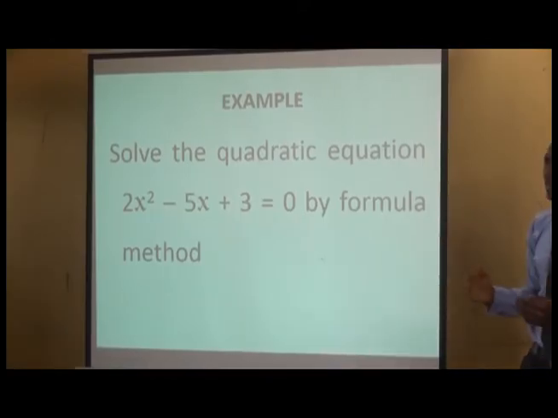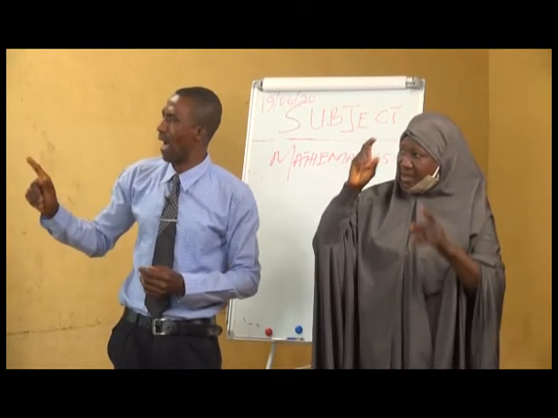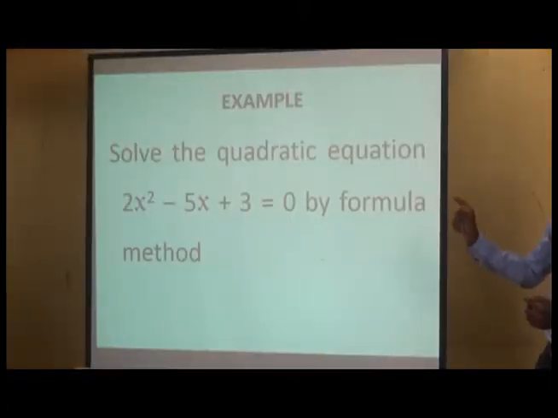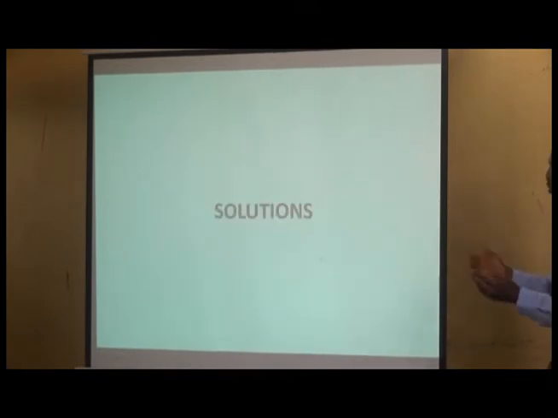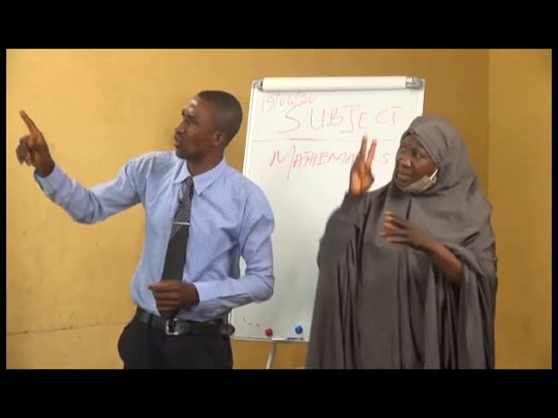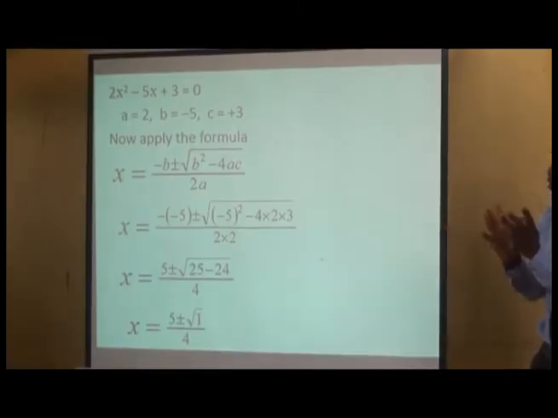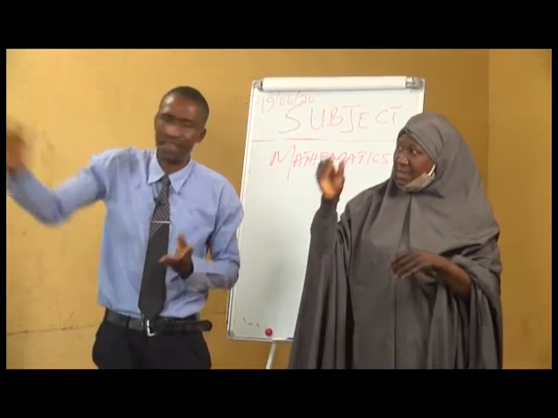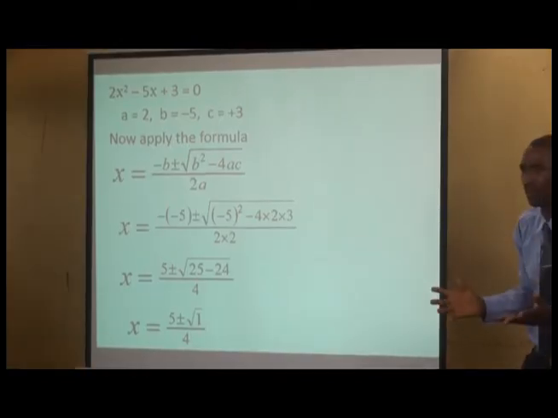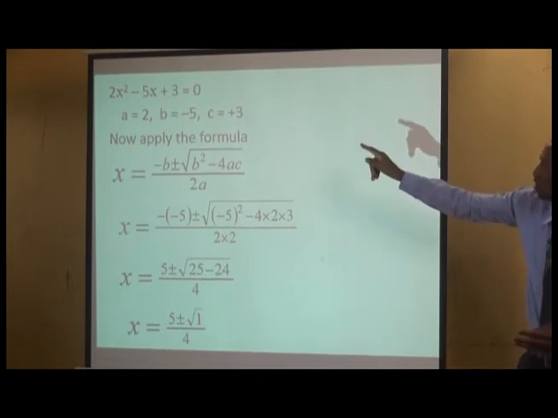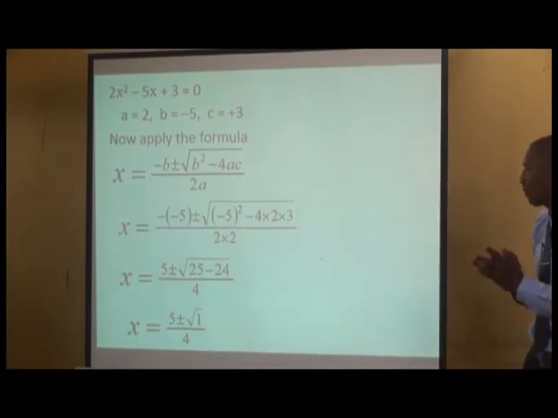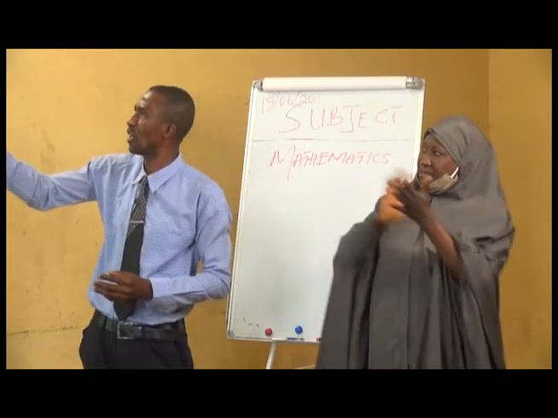My dear student, let me repeat the example for better understanding. We are to solve 2x squared minus 5x plus 3 equals 0 by the formula method. Let's go. So look at the solution. 2x squared minus 5x plus 3 equals 0. We are going to write down the corresponding values of a, b, and c. From the equation, a is usually the coefficient of x squared. So the coefficient of x squared here is 2. And b is the coefficient of the middle term, which is x, and it equals minus 5. So your b becomes minus 5. And of course your c is the constant, so your c becomes plus 3.